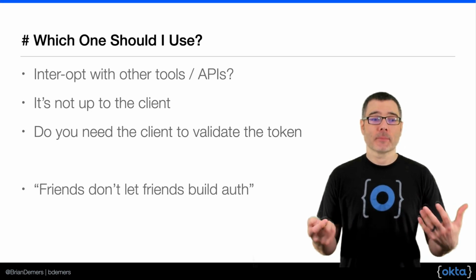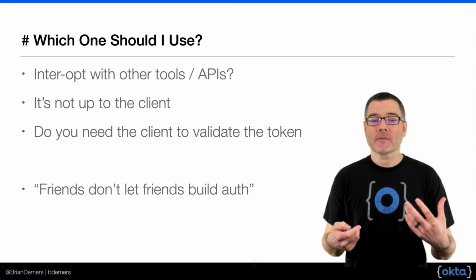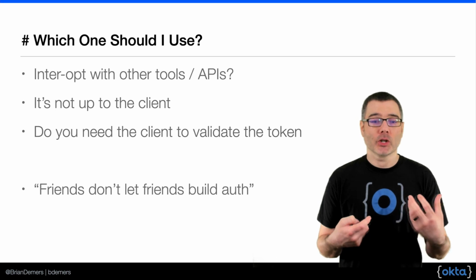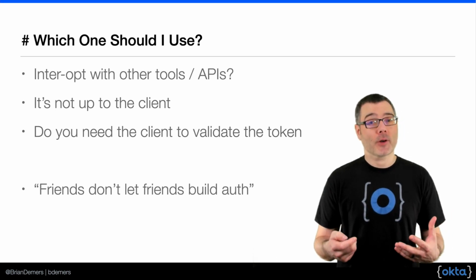All right, so I know this is a bit of a cop-out, but if you're building a service, you should probably use what's available already in the framework you are using. You don't want to build this stuff yourself, because friends don't let friends build auth.